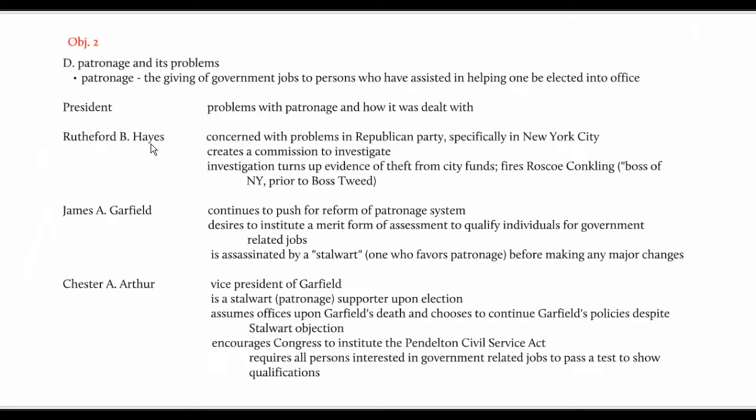So when Hayes steps in, he's concerned with the patronage that's been going on in the Republican Party, focuses in on New York City, sets up an investigation, and finds that the political machine is corrupt. I mean, duh, you don't need to investigate that. That's just obvious. The political boss at the time was Roscoe Conkling, and he was taken down along with a few other upper-level people. Unfortunately for Hayes and the Republican Party, that begins the downfall of Republican control in government, in Congress, especially in New York.